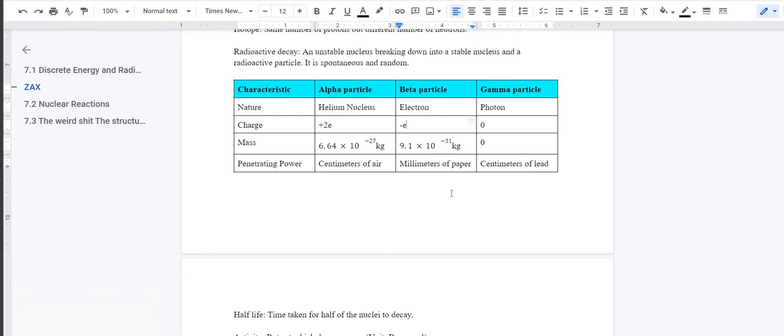For the same reasons why the alpha particle couldn't go past a few centimeters of air. And once again, you can detect it using an electric field. If you have a beta minus particle going through the electric field, as it approaches, it's going to curve towards the positive charge because opposites attract.